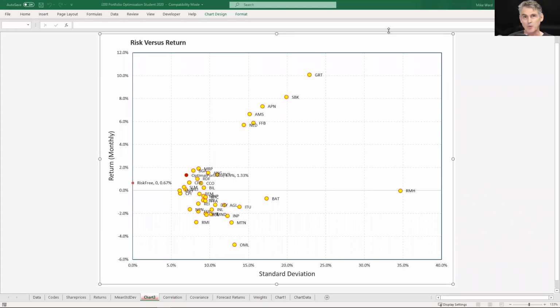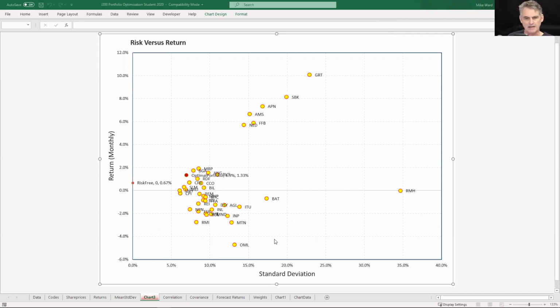Hi, I'm Mike Ward. I want to show you how you can construct a Markowitz efficient frontier and find the optimal portfolio. So I am sharing with you my Excel spreadsheet, which has been set up to do this.